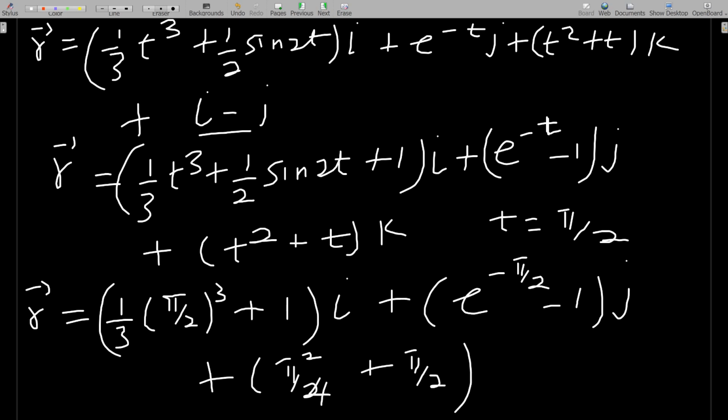Now realize that when you simplify this part, you get pi cubed over 8 times 1 over 3. Sorry, 8 times 3 will give me what? 24 rather. So I have pi cubed over 24 plus 1, then this. So this is the position of the particle at time t equals pi over 2.